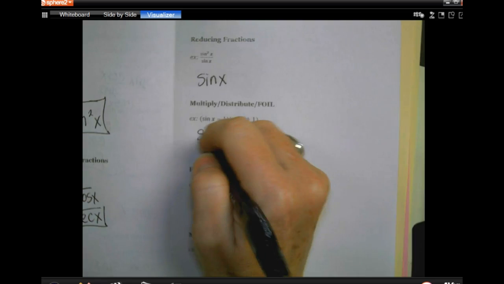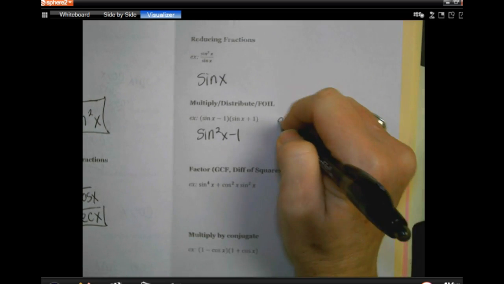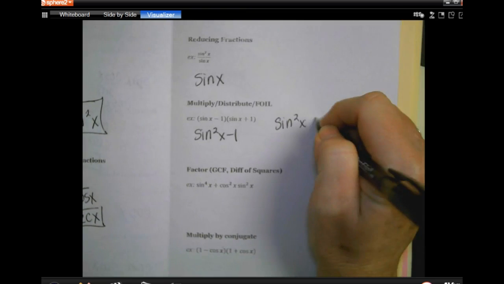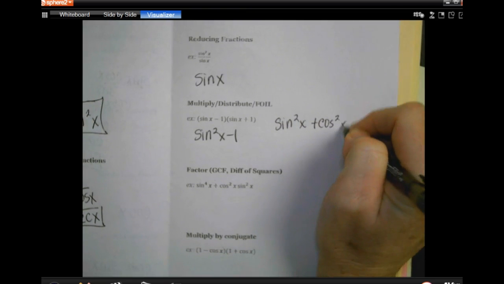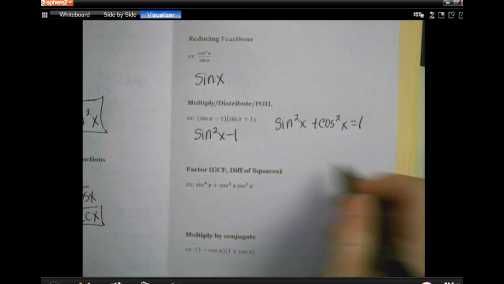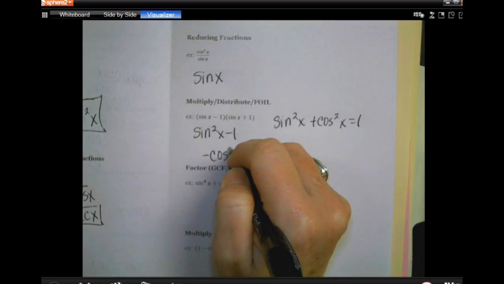Sine squared of x. And what is sine squared of x minus 1? So I have sine squared of x plus cosine squared of x equals 1. So it's a negative cosine squared of x.